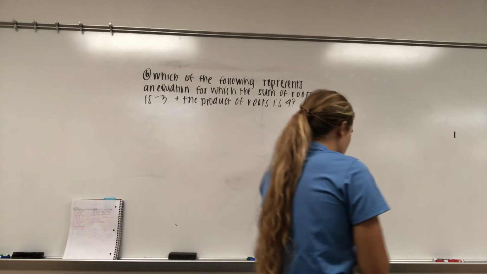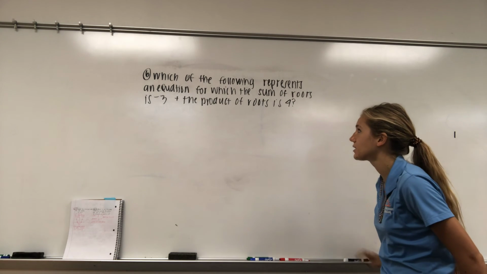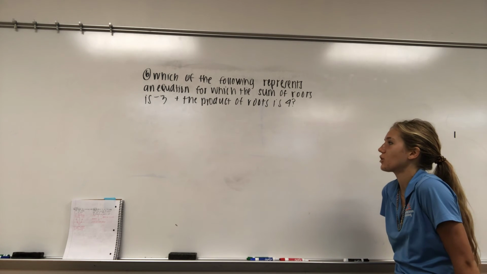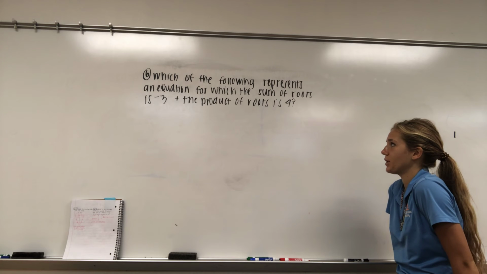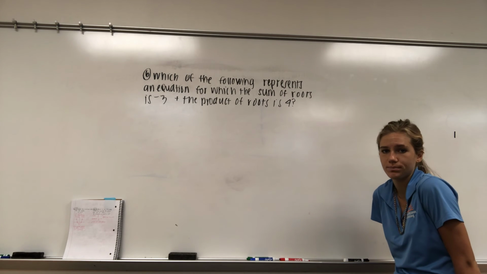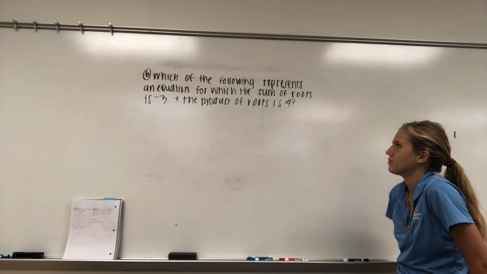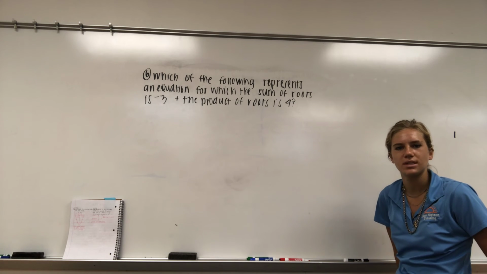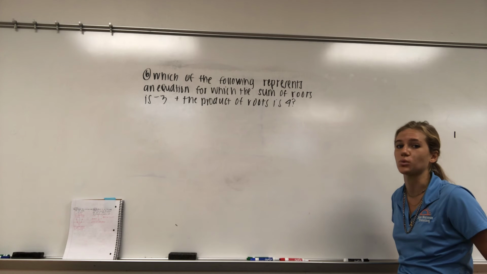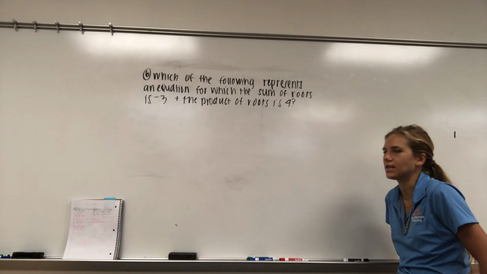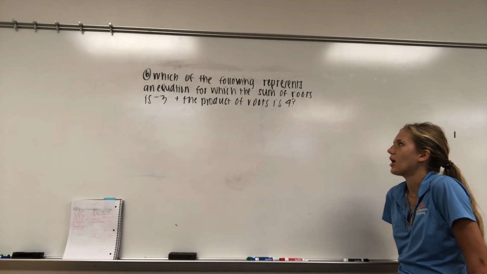Okay, so this final question reads as, which of the following represents an equation for which the sum of roots is -3 and the product of roots is 4? So again, this is kind of similar to the structure of the other questions that we had been dealing with, where it's going to give you actual answer choices. Obviously in the ACT, it's going to do that.